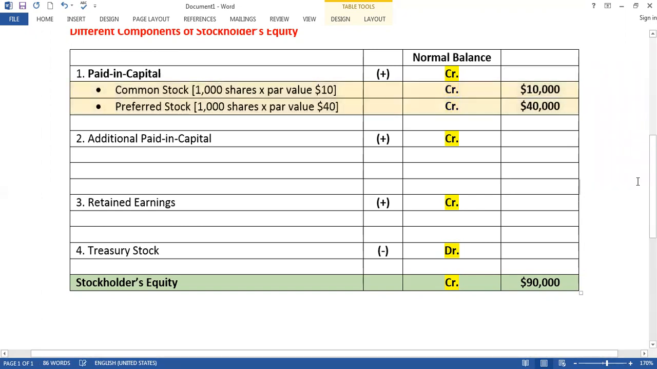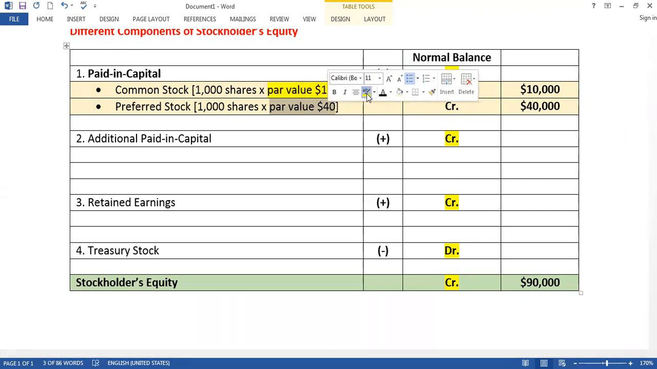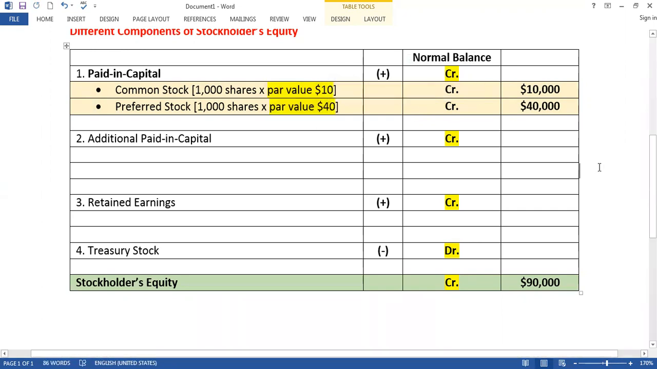So you see that we record common stock credit, okay? We record common stock credit, which amount? Don't forget that par value. What is the meaning of par value? We record preferred stock in the credit side with par value. What is the meaning of par value? Par value means the price mentioned on the share.